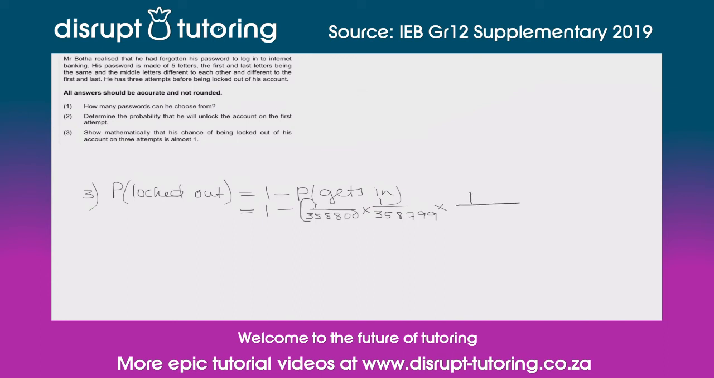Times 1 over, and we need to subtract another one because he's already tried 2. So then he's going to try another one of the remaining 358,798. If you plug that into your calculator, you're going to find that it's very, very close to 1. So with that in mind, we're going to approximate it to 1, and that will get you the full marks for this entire question.